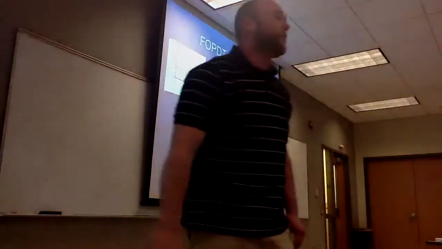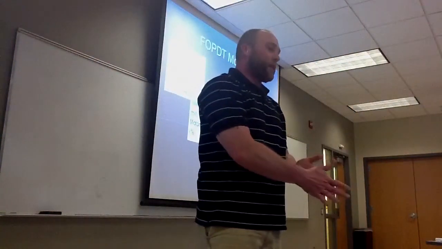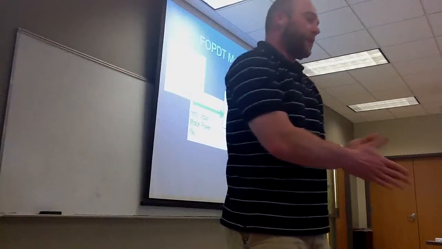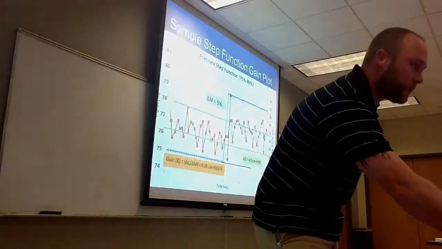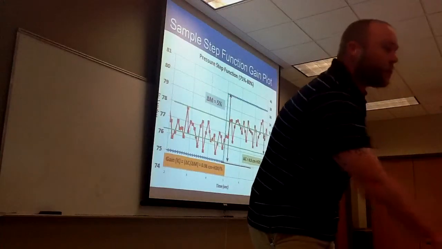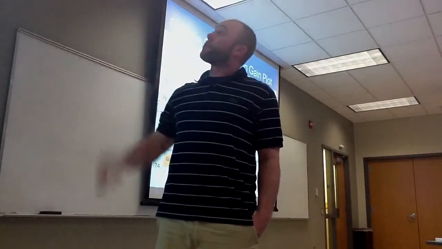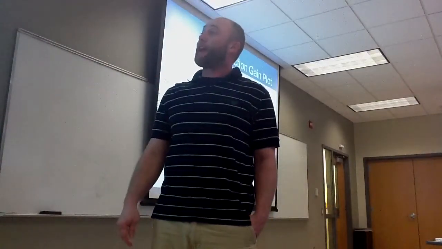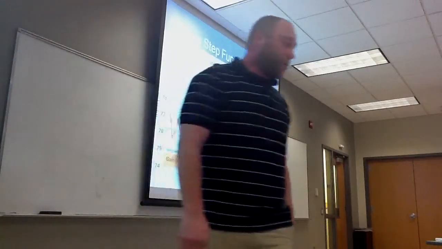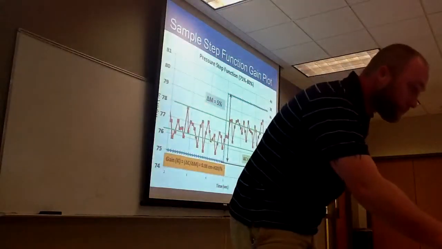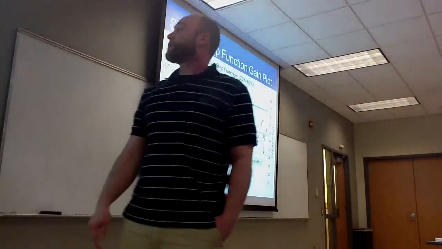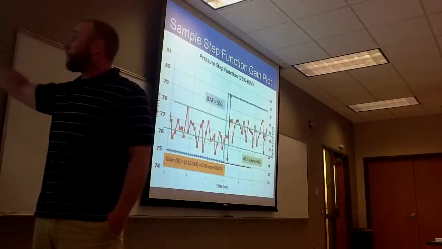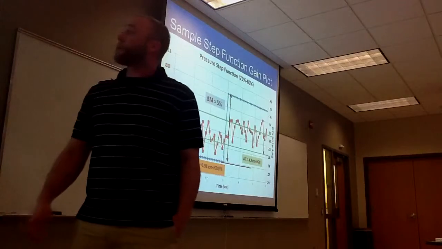Our FOPDT modeling. This is a block diagram showing where our input goes in and coming out, and water in centimeters as our output. Our pressure step function is being shown. The sample is from 75 to 80, showing where our M is our input in percentage, and our change in C is our output in centimeters of water.